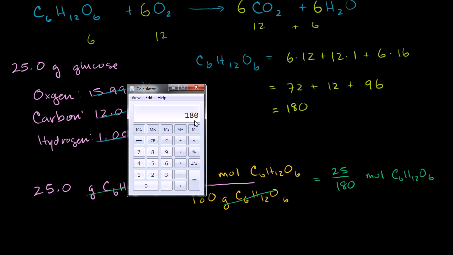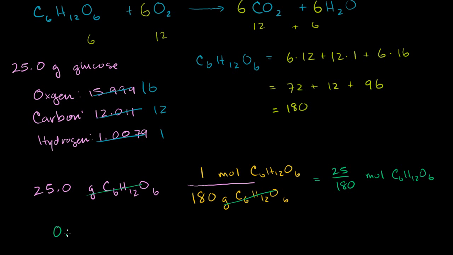And what is 25 divided by 180? I should say 25.0, just so we know that we have 3 significant digits here. I don't want to be too particular about significant digits. Sometimes I'm a little bit loosey-goosey about it. And I was already loosey-goosey with the atomic weights, but we'll try to be someplace in the ballpark. So 25 divided by 180 is equal to, let's say, 0.139. So we have 0.139 moles of glucose.